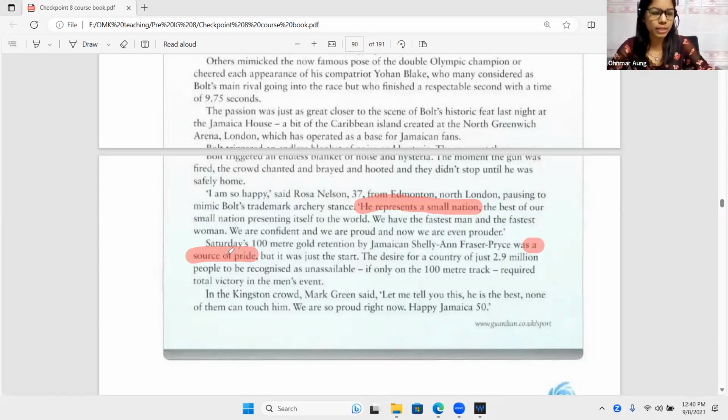Okay, the last sentence. Tasha is in the Kingston crowd. In the Kingston crowd, Mark Ring said, let me tell you this, he is the best. None of them can touch him. We are so proud right now. Happy Jamaica 50.